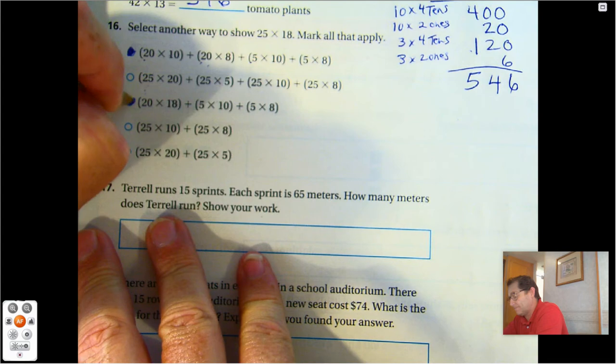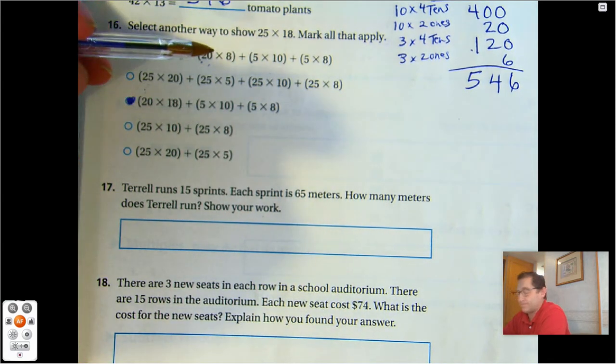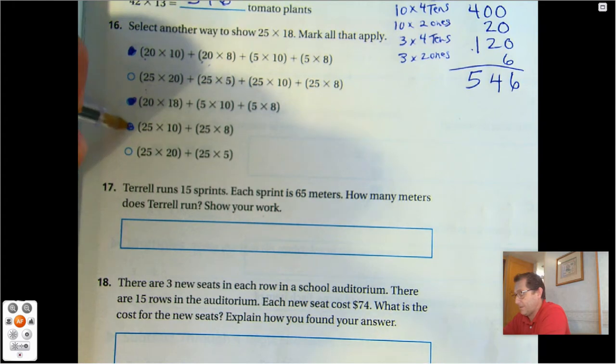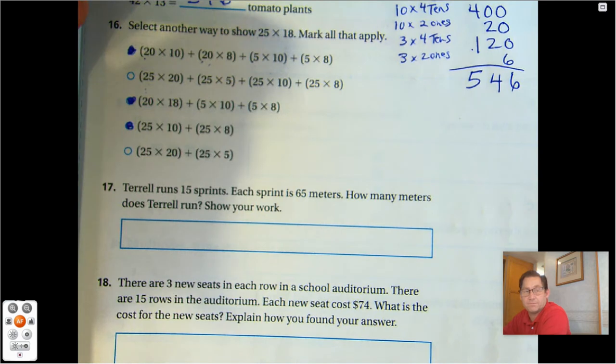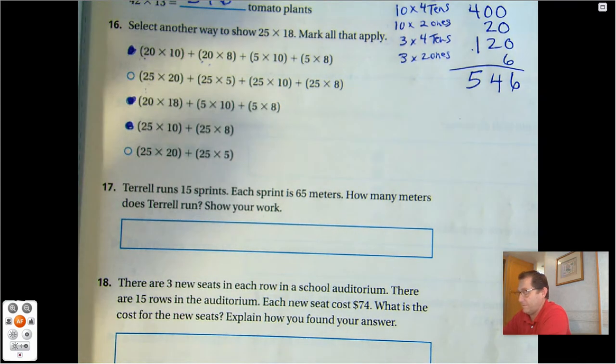25 times 10 plus 25 times 8. Yeah, that's fine. We're splitting up the 18 to make it easier and multiplying both of those add-ins by 25. That'll work. 25 times 20 plus 25 times 5. No, that would be 25 times 25. So no. All right, 17.